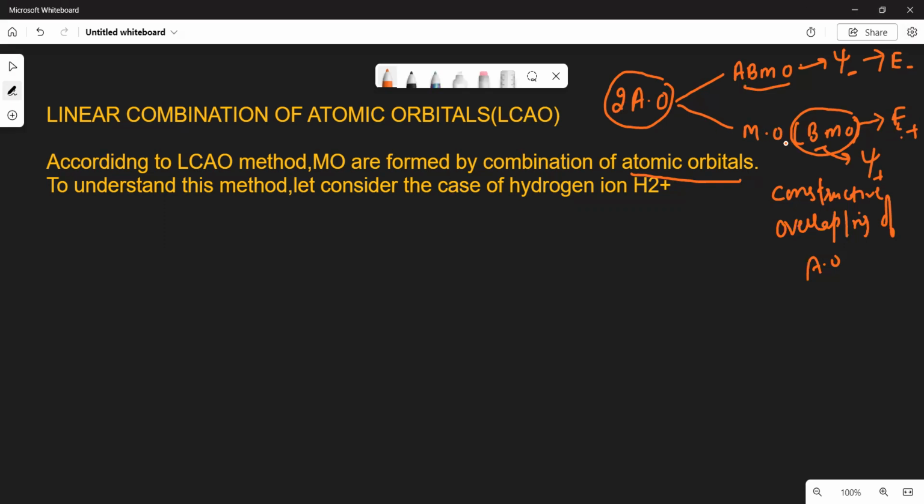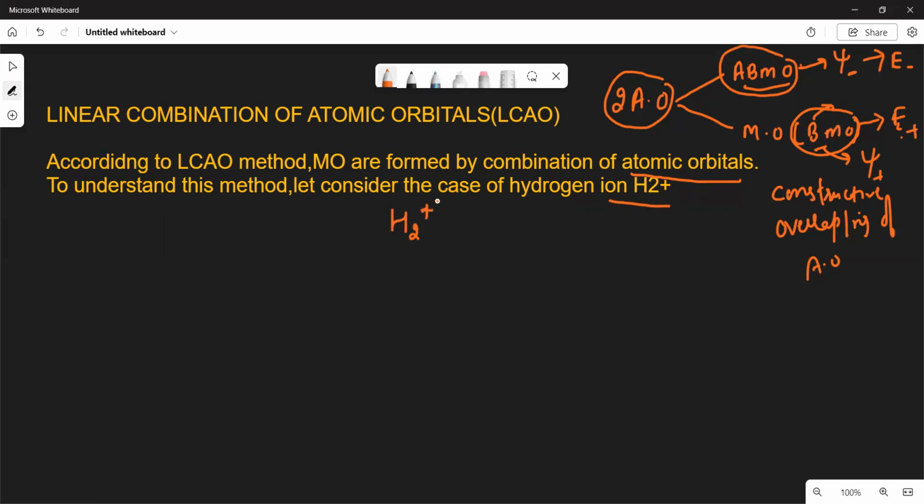When an electron is present in the bonding molecular orbital, it favors bond formation, and when an electron enters the anti-bonding molecular orbital, it does not favor the formation of a bond. Let's understand the linear combination of atomic orbitals for the hydrogen molecular ion system. The hydrogen molecular ion system is represented by H2 plus.